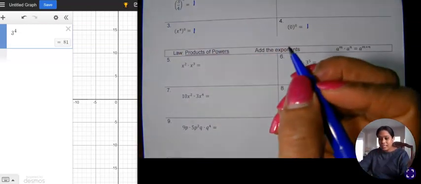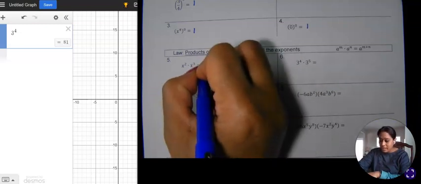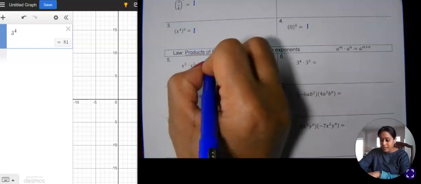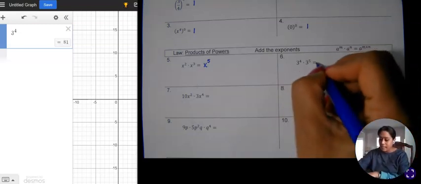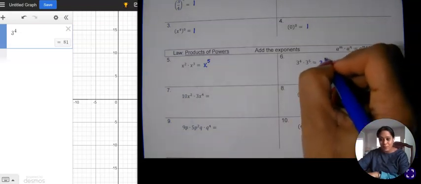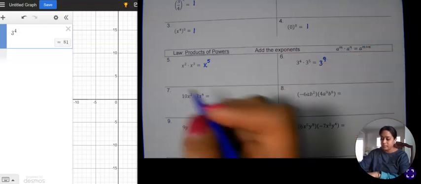All right, so the product of power rules tells you to add the exponents, right? So as long as they have the same base. So here they do have the same base. So you can go ahead and take x, 2 plus 3, which is 5. You might be tempted to multiply like 2 times 3, but you cannot do that. You have to add the exponents. Same thing here. They have the same base. So 4 plus 5, which is 9. Make sure to add the exponents.